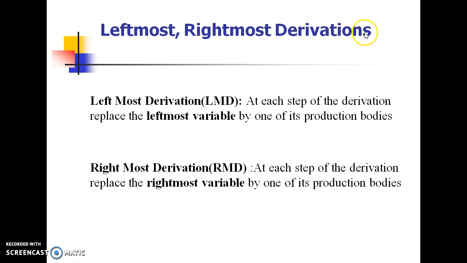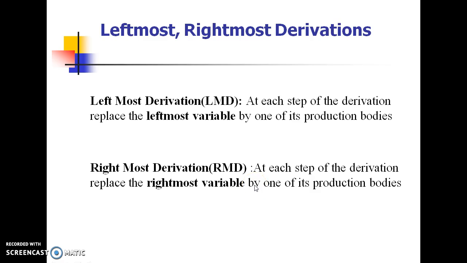Now, in order to generate a string of the language, you can have many possible derivations. In order to resolve this ambiguity, we use only two types of derivation, that is leftmost derivation and rightmost derivation. So what is leftmost derivation? The leftmost derivation, LMD, is this: at each step of the derivation process, we replace the leftmost variable by one of its production values. Whereas in rightmost derivation, RMD, at each step of the derivation process, we replace the rightmost variable by one of its production values.